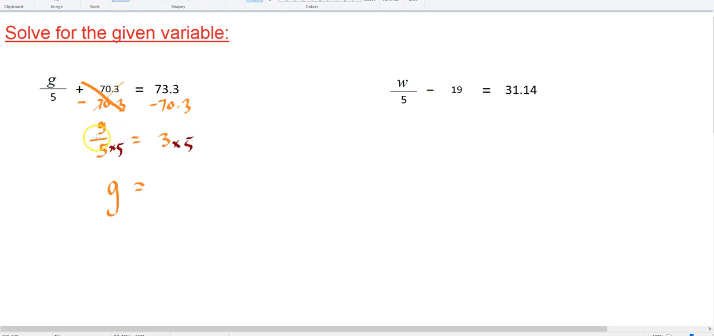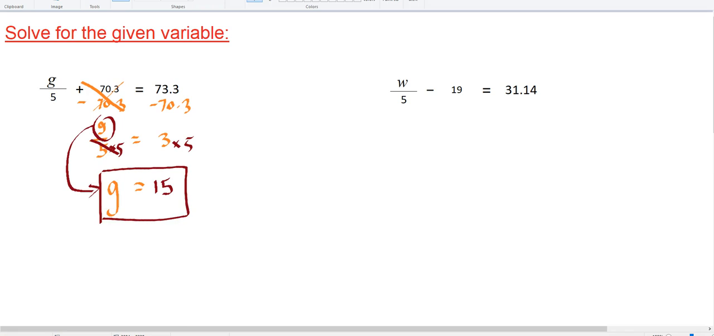So now we have divided by 5, multiplied by 5, so that cancels. And what's left is the variable g, so that comes down to the next line of working, which is what we want. g is now all by itself. And on the right-hand side, 3 times 5 is 15. So g equals 15 should be the answer.